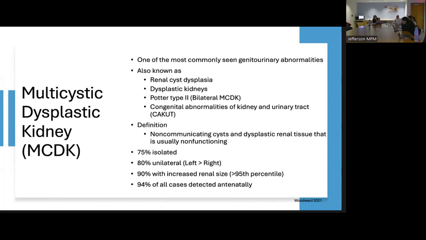75% are isolated, meaning you're not seeing other findings along with them. 80% are unilateral, and they're more common on the left than the right. 90% present with increased renal size greater than the 95th percentile, so it's important to refer to that chart on the prior slide for kidney size in the sagittal plane. And 94% of all cases are detected antenatally, so we're really good at finding this on ultrasound.